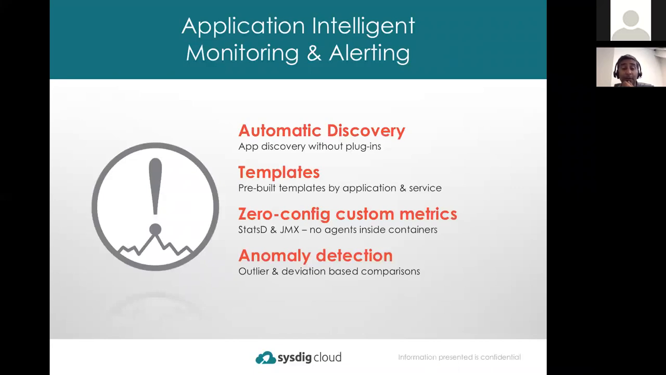We also make it really simple to view that data by creating pre-built templates by application and service. Of course, you can build your own dashboards, and we'll show you that, but it's really helpful to walk into an environment where you think, okay, there's Nginx in there, so why don't I just look at an Nginx-based dashboard? Zero-config custom metrics: if you're doing statsd or JMX metrics, we see those out of the box. You don't have to do any additional instrumentation, no agents. Basically, the metrics just have to get written out to localhost.